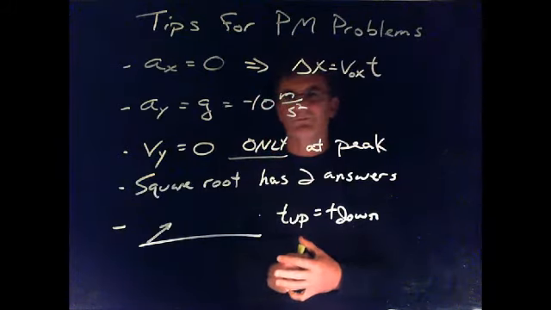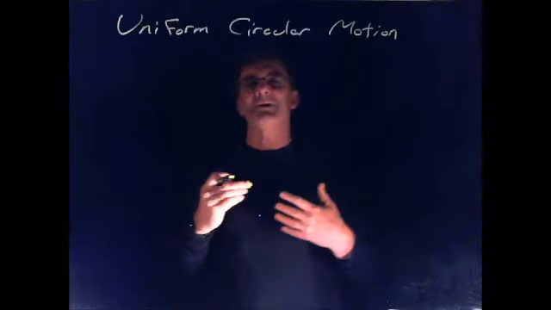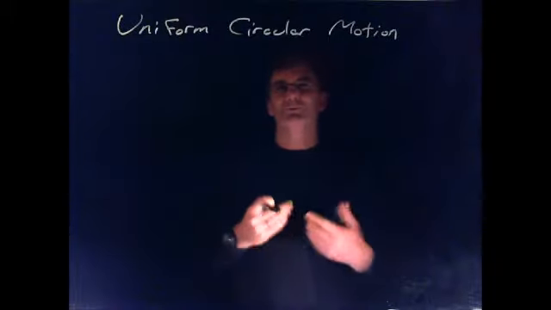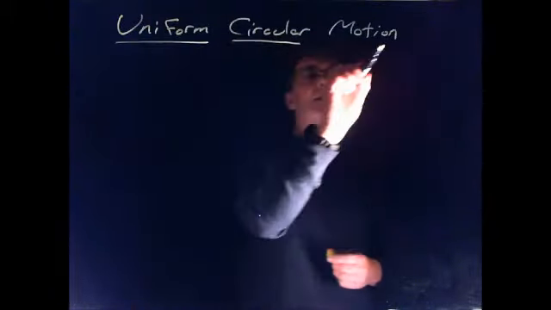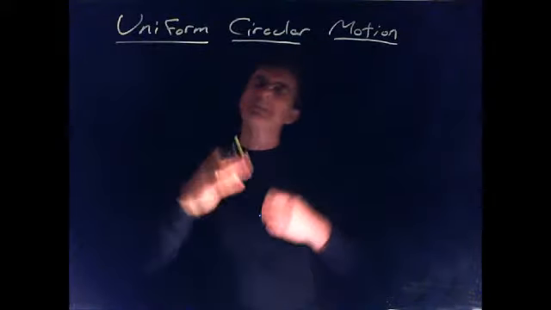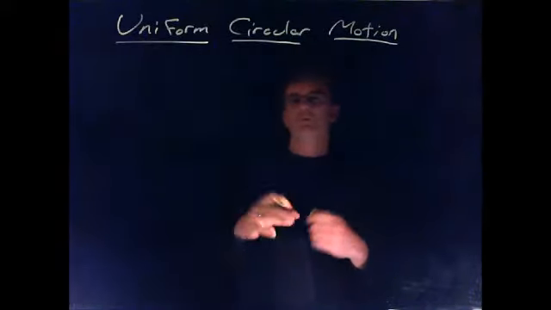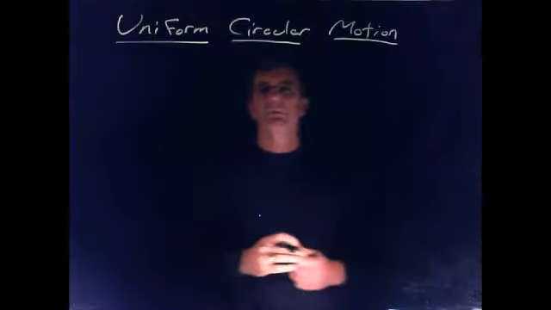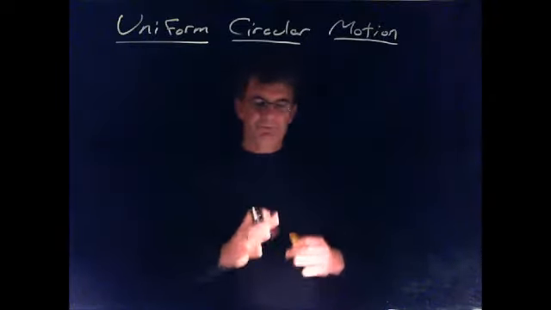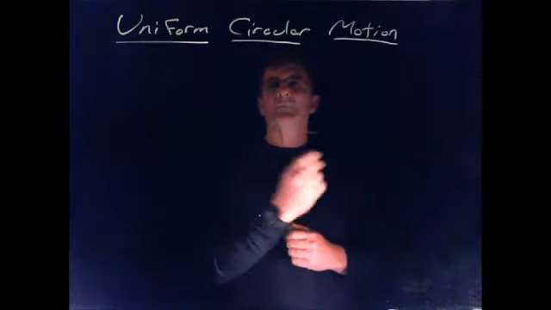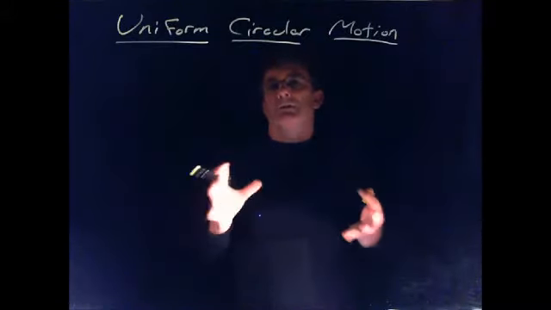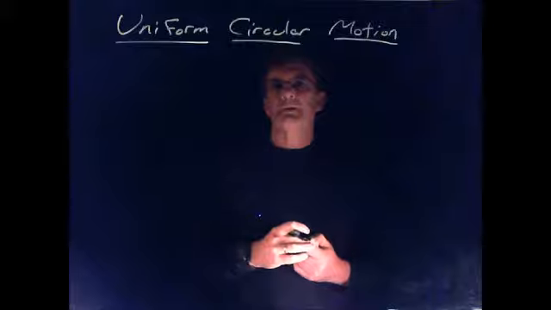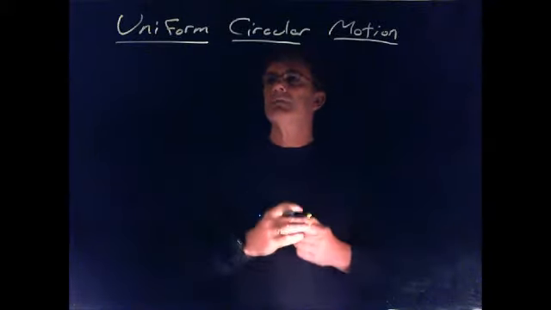Not at all true. Now let's talk about uniform circular motion. I kind of break this topic up into two: uniform circular motion and circular motion. Uniform simply means it's going in a circle at a constant speed. So this is a horizontal circle, basically. But let's think of it this way.